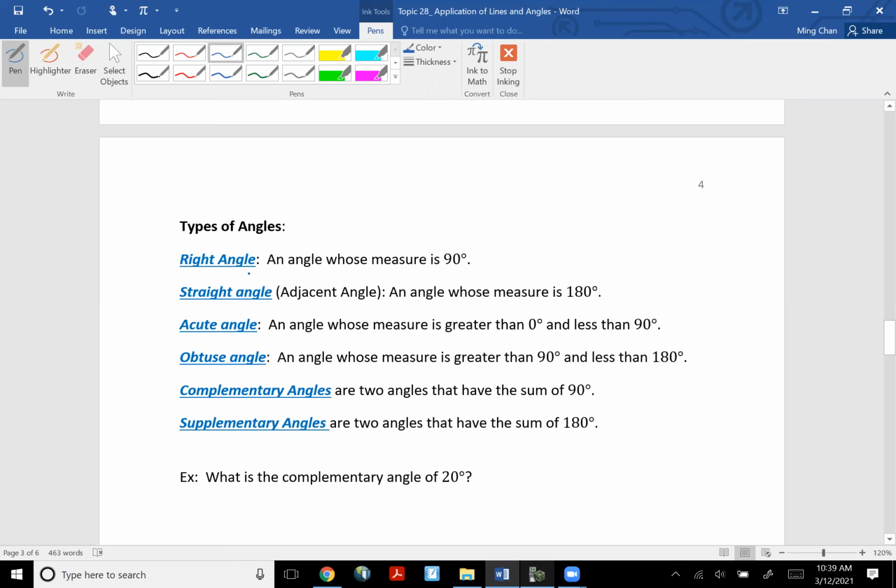Different types of angles: we have right angle, straight angle, acute angle, obtuse angle. Straight angles are adjacent angles, two angles sitting right next to each other. That's why the word opposite is used for vertical angles, where the two angles face each other. If you have a straight line and another segment or line comes in, this angle and this angle sitting right next to each other form a straight angle. A straight angle, or a straight line, is always 180 degrees.